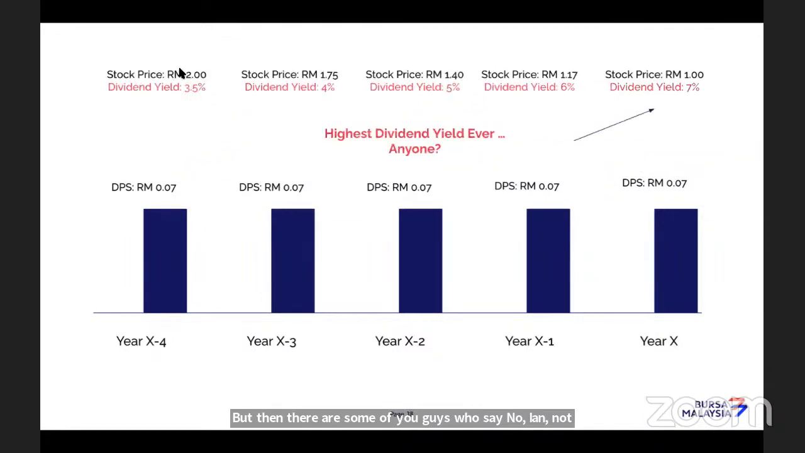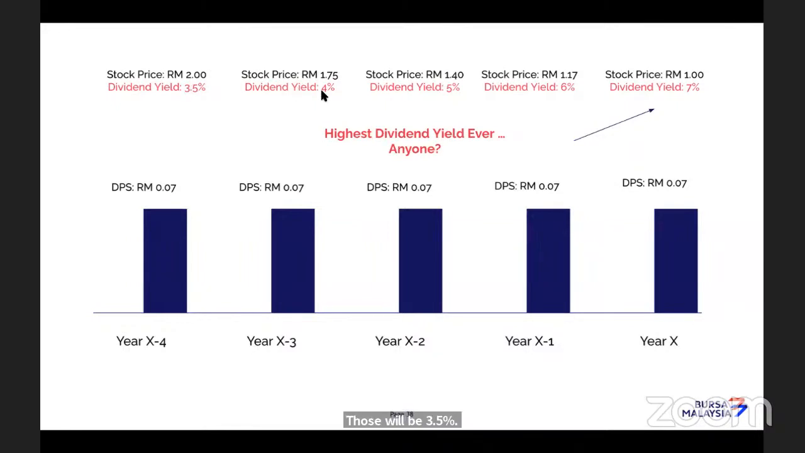All right, I'm gonna compare this with its past stock price. Okay, so 4 years ago, when it pays out 7 cents in dividends per share, the stock price is $2. If you buy the stock here at $2 and it pays out 7 cents, your dividend yield will be 3.5%.